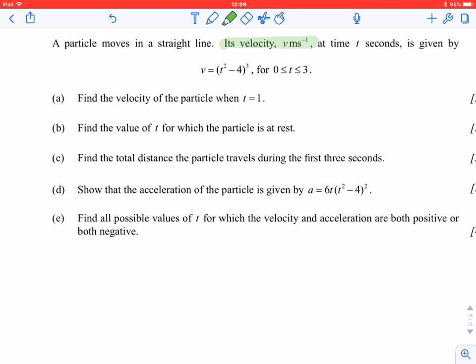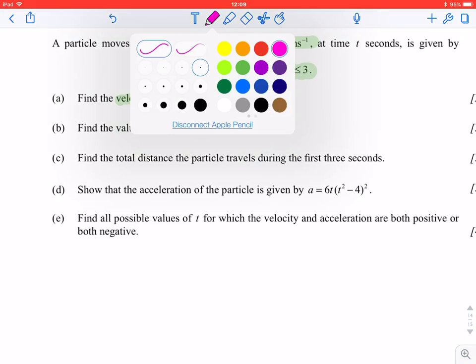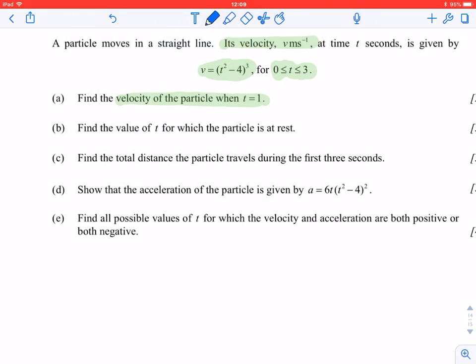We are given a velocity function. V of t is (t squared minus 4) cubed. We're given a time interval over which it applies, and we're asked some questions about it. First thing is to find the velocity of the particle when t is equal to 1. They're looking for you to just realize that you are being asked to evaluate v of 1.